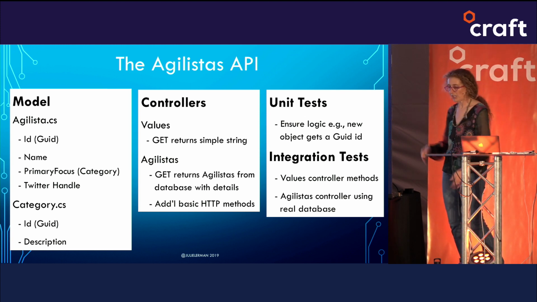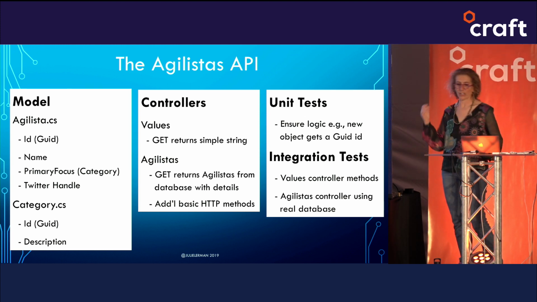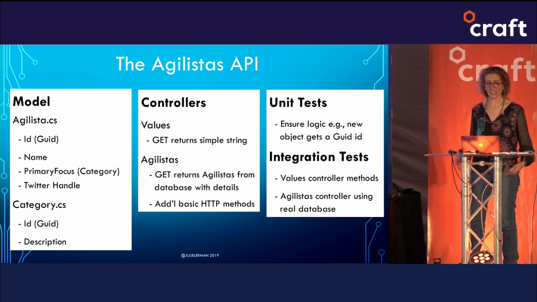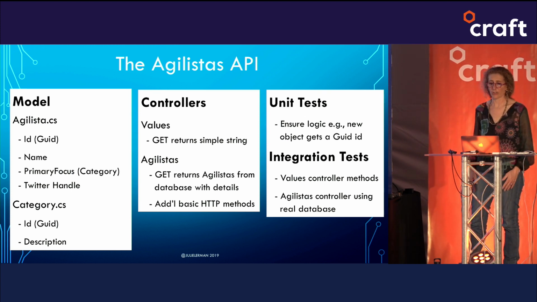One is called Agilista, and it's got an ID, a name, the primary focus of that Agilist, and their Twitter handle. And then the other class is called Category, and it has an ID and a description.